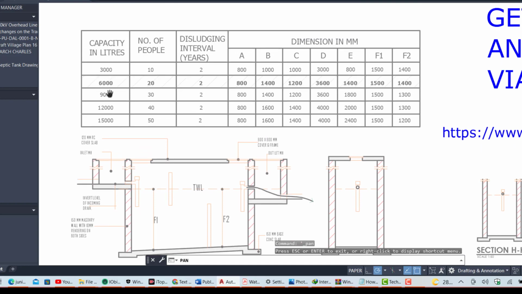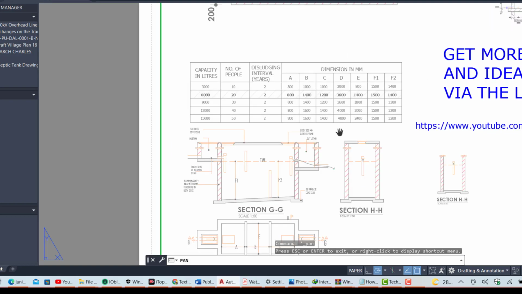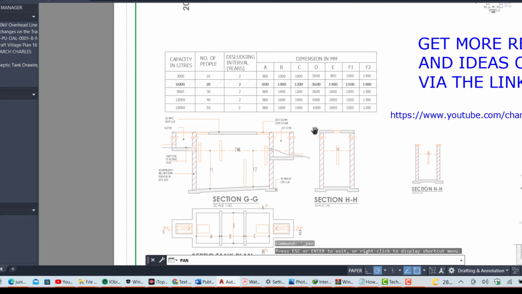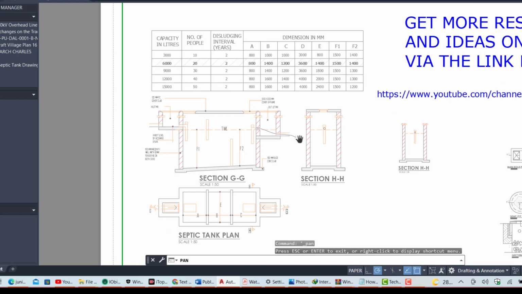Capacity in liters depends on the occupancy of the structure of the house you're constructing. Number of people is here. Desludging interval in terms of years, normally it's 2 years, and then these are the dimensions. So this is the design table that gives you the dimensions that can be adopted depending on the number of people and the capacity of wastewater. Normally this is done by a technical person who is trained and is proficient in design of a septic tank. So these are the sections, you can see everything here.